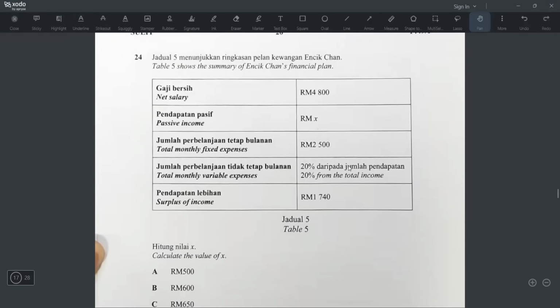Okay, question 24. Why is there a finger here? I don't know whose hand this is. If this is your finger, leave a comment and let me know. Okay, I'm joking.